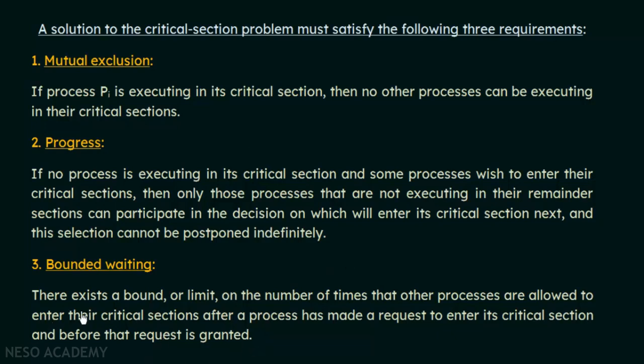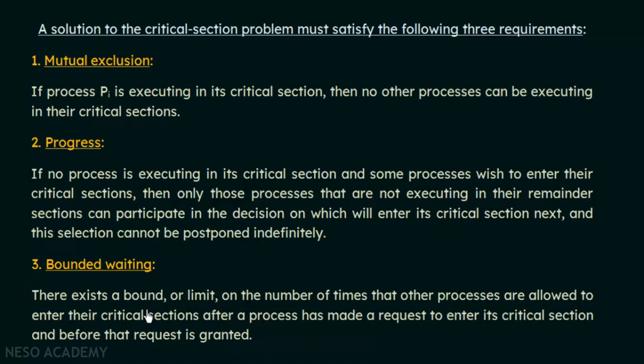In this kind of scenario, there will be a limit on the number of times that other processes are allowed to enter their critical section. One process has already made the request and it is waiting to get the critical section. So when it is waiting, there must be a limit on the number of times other processes are allowed to enter the critical section. Why should we have this? Because if we do not have this, even in the critical section we may face something like starvation. A process may request to enter its critical section, but other processes keep on executing in their critical sections and the process that initially requested is not getting it. So that is why we have bounded waiting.